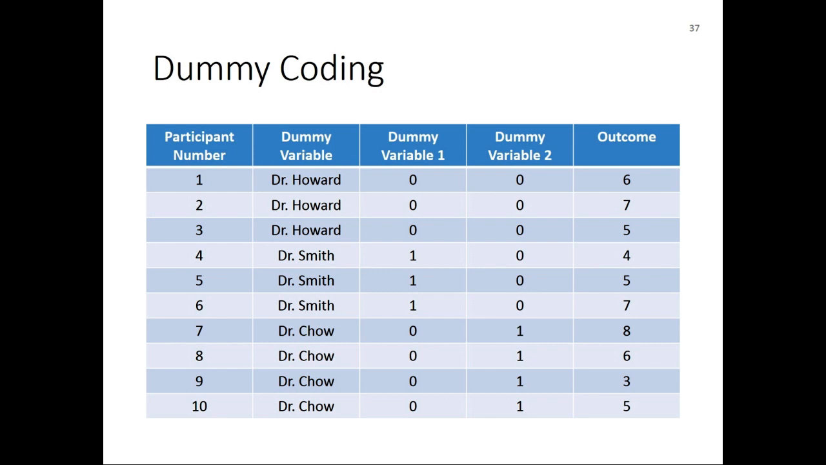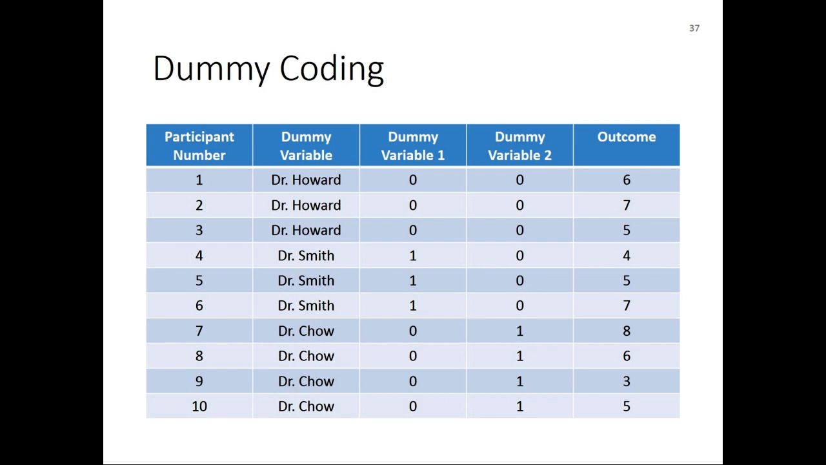In this example, I chose Dr. Howard. So with dummy variable 1 and dummy variable 2, Dr. Howard was always 0. So I went ahead and put zeros in for Dr. Howard across all of those dummy variables. And then for the other groups, each dummy variable will have one group as 1 and all the others as 0.